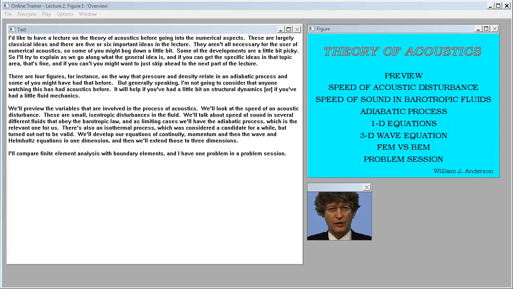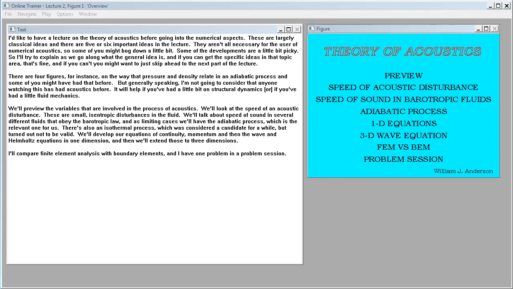I'd like to have a lecture on the theory of acoustics before going into the numerical aspects. These are largely classical ideas, and there are 5 or 6 important ideas in the lecture. They aren't all necessary for the user of numerical acoustics, so some of you might bog down a little bit. Some of the developments are a little bit picky. So I'll try to explain as we go along what the general idea is, and then if you can get the specific ideas in that topic area, that's fine, and if you can't, you might want to just skip ahead to the next part of the lecture.